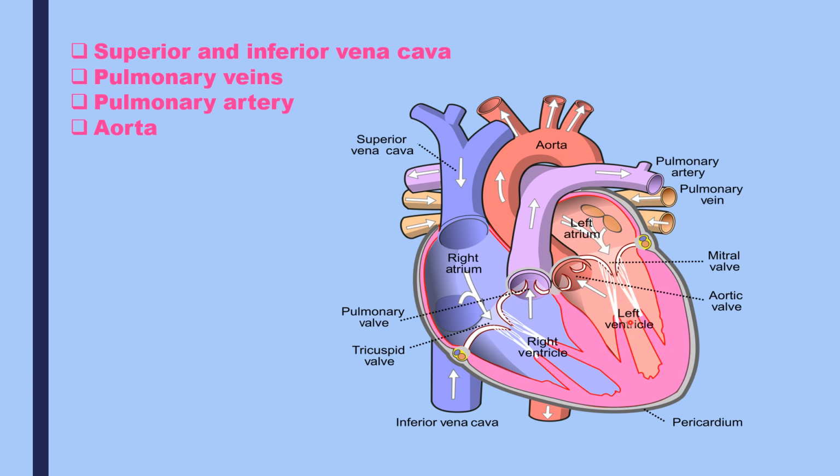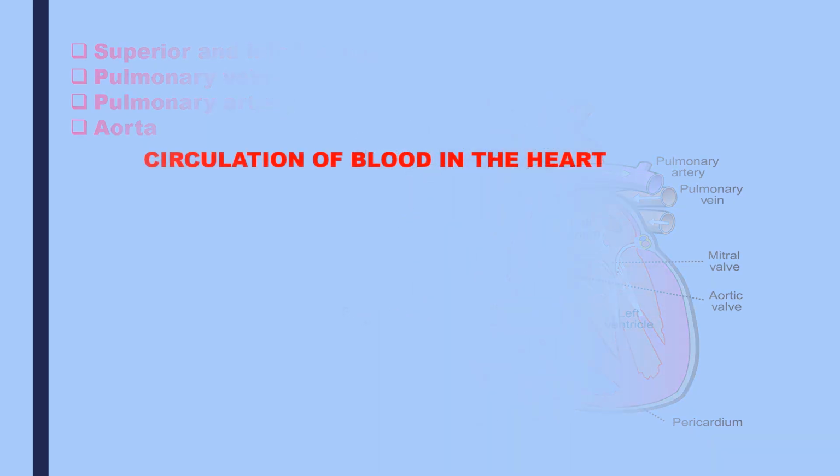From the left ventricle, the blood is carried by the largest artery called the aorta to the different parts of the body. So there are these 4 different kinds of blood vessels, the superior and inferior vena cava, the pulmonary veins, the pulmonary artery, and the aorta, which bring blood or which take away the blood from the heart. So let us see how the circulation of blood takes place in the heart.